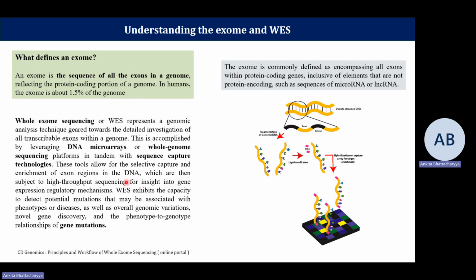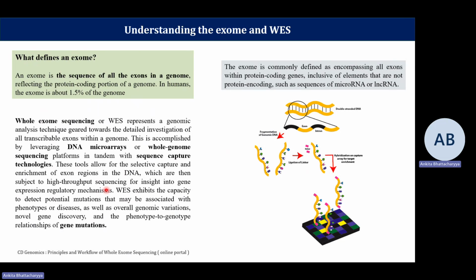So these tools allow for the selective capture and enrichment of exonic regions in the DNA, which are then subject to high throughput sequencing for insights into gene expression regulatory mechanisms. So what you're eventually doing is you're using high throughput sequencing methods using all of these strategies we have discussed previously, like sequencing by synthesis, sequencing by ligation, all of the different companies that we talked about, like Illumina, for example, or 454 pyrosequencing by Roche or Agilent, all of these different companies. And we are then getting more information out of it.